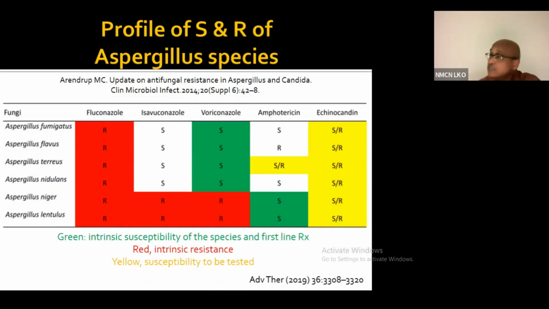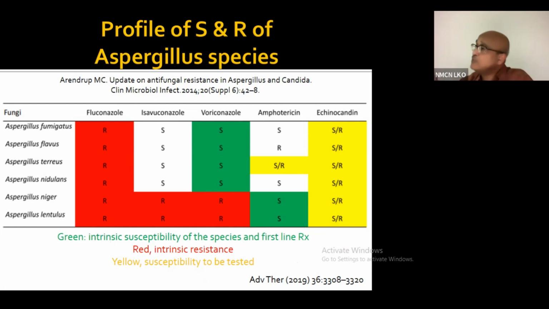Look into Aspergillus. So that was Candida. Now look at the red ones here. For Aspergillus, no fluconazole. For Aspergillus, isavuconazole is resistant for niger. Because it will be difficult to remember, just remember fluconazole is resistant to all the Aspergillus bugs. Okay, just remember it like that. Voriconazole is sensitive to almost all the Aspergillus bugs except niger and lentulus. So if you have a species identification, then you can change your therapy.